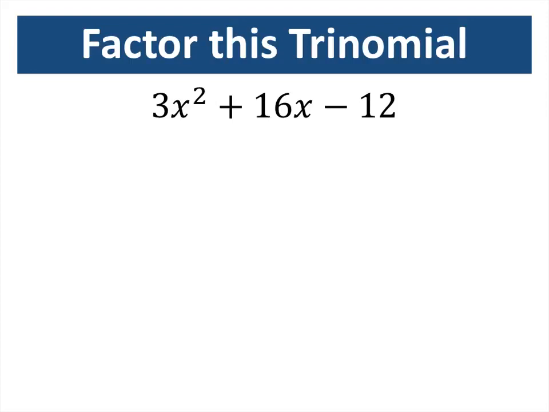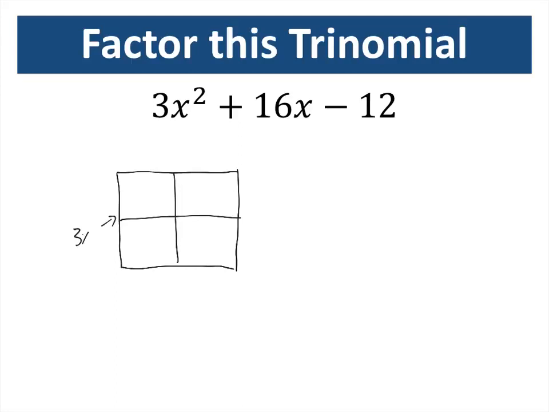This process also works with leading coefficients bigger than 1. In this case, the leading coefficient is 3. So I'm going to make my tabular method box, and I'm going to substitute 3x squared. I know that's going to add up to 16x. I know that's going to add up to negative 12. And so that's going to be 3x squared. I know that's going to be negative 12.